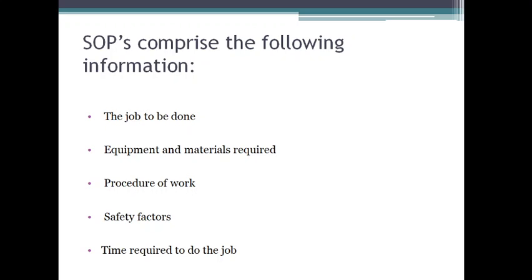Safety factors. There are many safety factors to be considered in housekeeping because you have to deal with different types of cleaning equipments, different types of cleaning agents, different acids. Corrosive acids will be there, so you have to be very careful about that. So there should be safety factors: what to do, what not to do. Time required to do the job: the actual time that should be taken by the employee or the attendant to do the particular work also has to be mentioned in the SOPs.